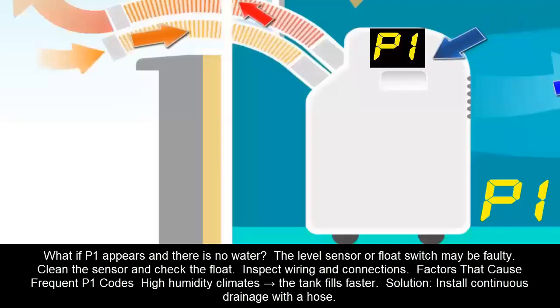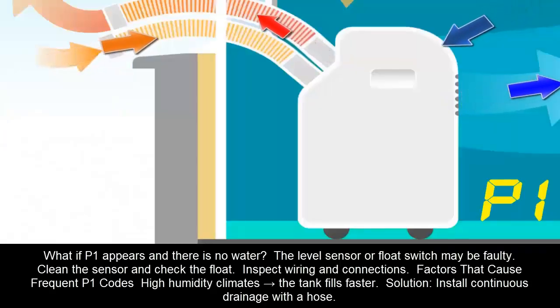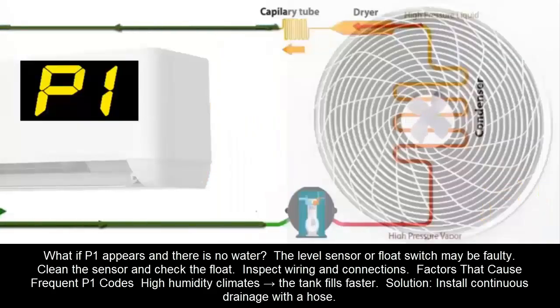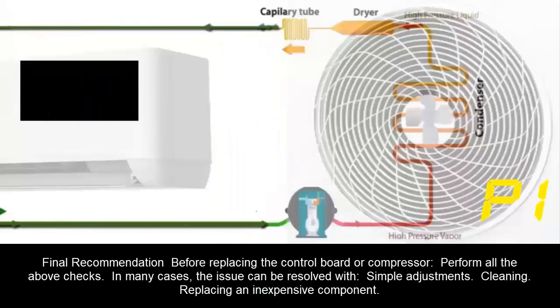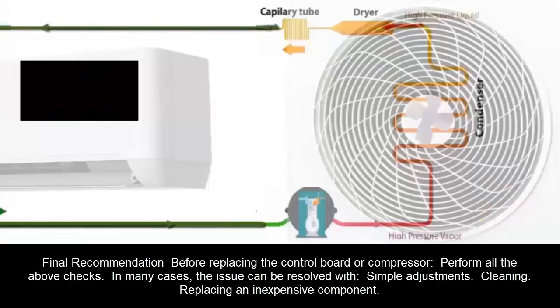Inspect wiring and connections. Factors that cause frequent P1 codes: high humidity climates, where the tank fills faster. Solution: install continuous drainage with a hose. Final recommendation: before replacing the control board or compressor, perform all the above checks. In many cases, the issue can be resolved with simple adjustments, cleaning, or replacing an inexpensive component.